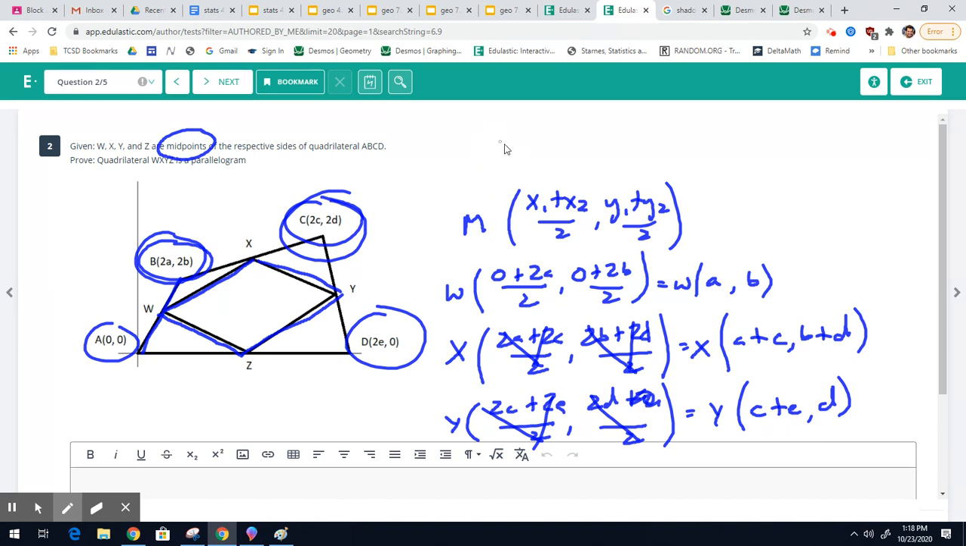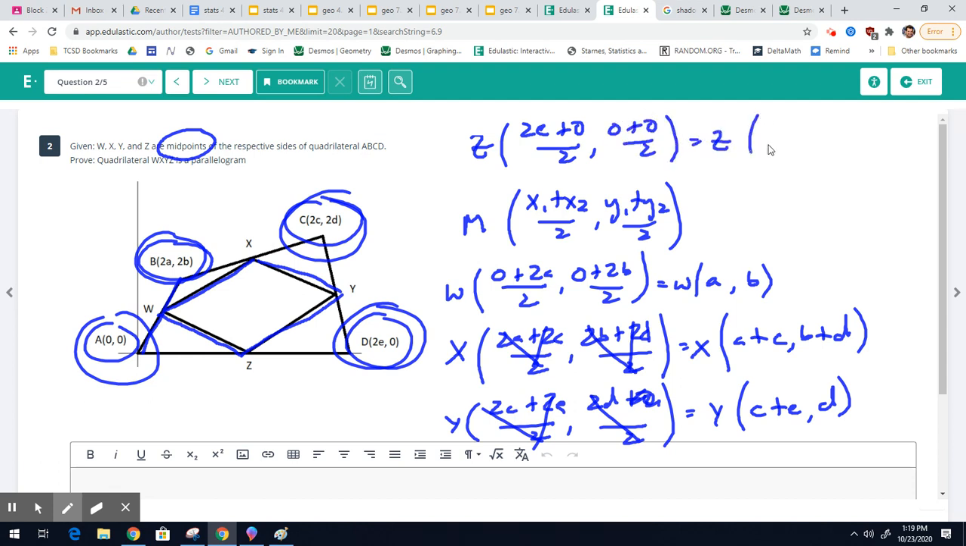And then I'll do Z up here. So for Z, I'm going to use D and A. So that'll be 2e plus 0 divided by 2, and 0 plus 0 divided by 2. So Z is going to be, the 0's canceled, the 2's canceled, that's e. And then 0 plus 0 is 0. 0 divided by 2 is 0. So I'm going to take a picture of that, and I'll write all that down below using MathType.